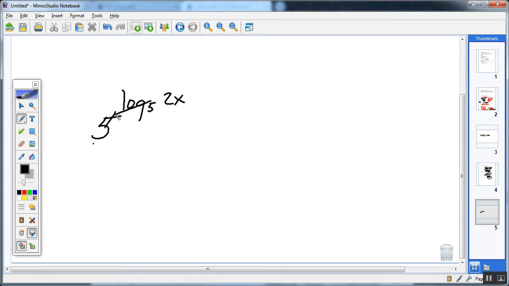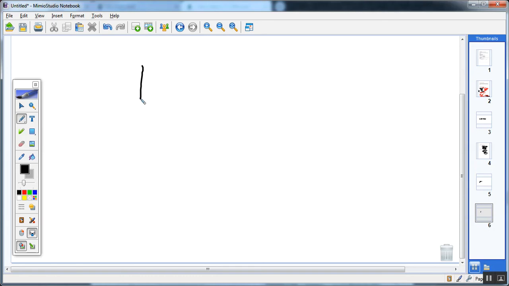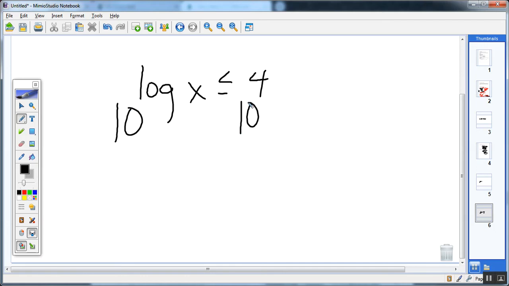So when we had log of x less than or equal to 4, what I really did is I took both of these and made them exponents. I called this 10 to the log of x is less than or equal to 10 to the fourth. I basically made these the powers and these the bases. So what's this 10 and log 10 really going to do to each other? Leaving us with what? And that's why it stays on the left side. 10 to the fourth is my less than or equal to a 1 followed by 4 zeros there.